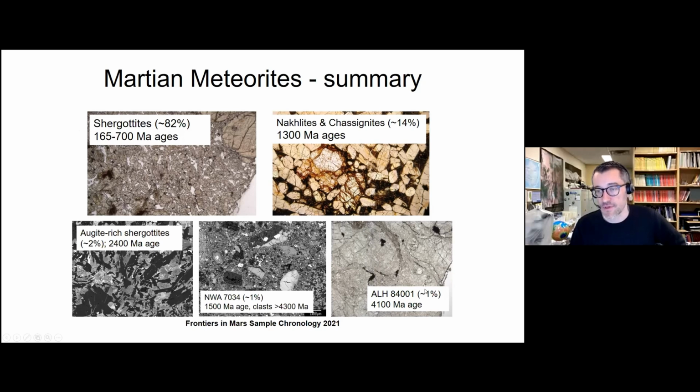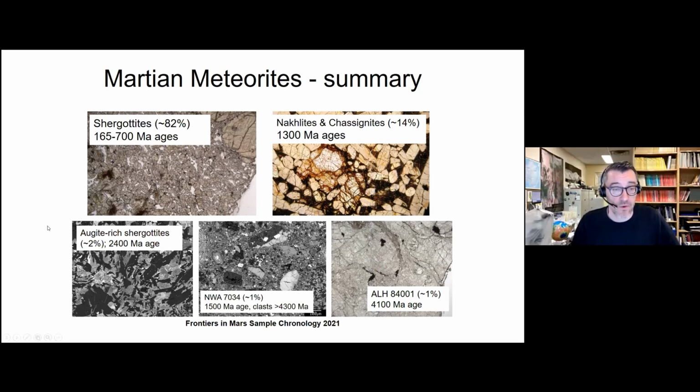We have Allan Hills 84001. There's only one of those. That's an orthopyroxenite with an age of 4100 million years. And then we have NWA 7034, which is a very interesting recovery in recent years, which is a breccia. And it has zircon-bearing clasts that have ages of 4300 million or more. And the assembly age is thought to be around 1300, 1500 million years. So that's where we are at.